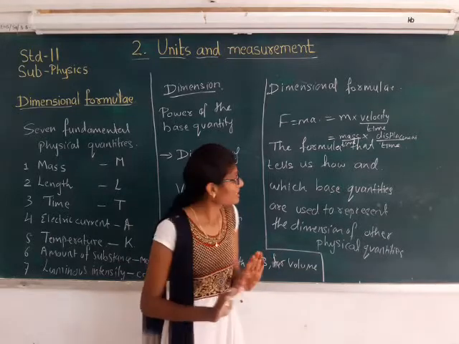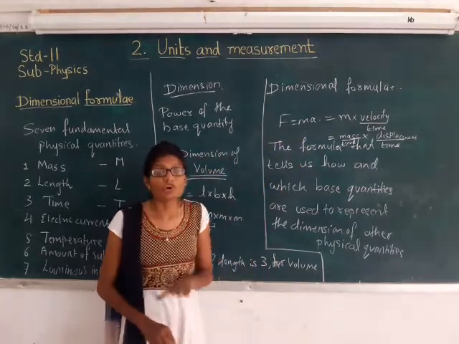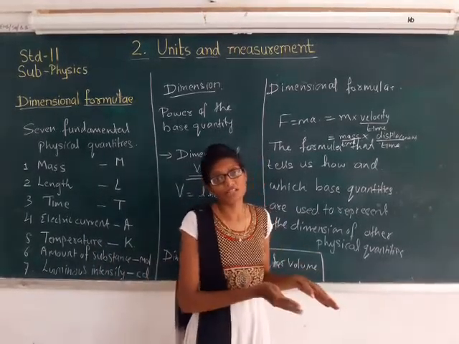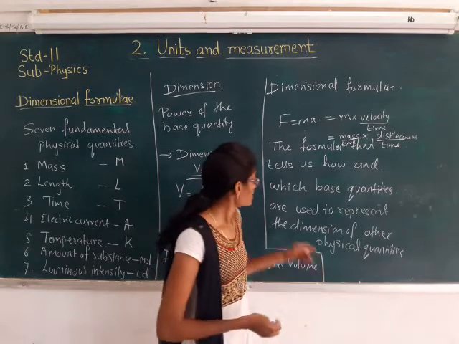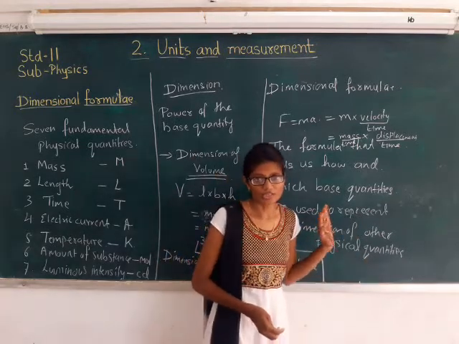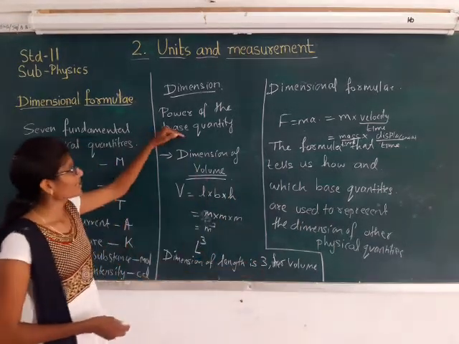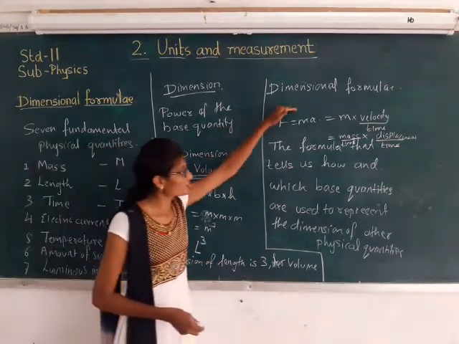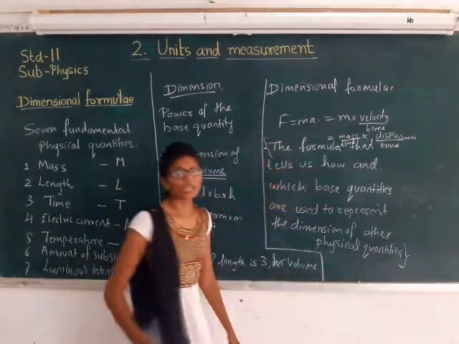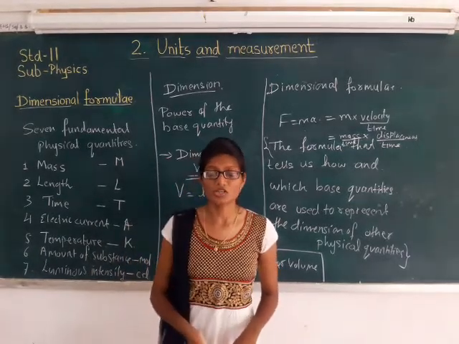So I hope it is clear now what the dimensional formula is. It is the formula that tells us how and which fundamental physical quantities are used to represent the dimension of other physical quantities. So students, first of all note this down. You should write down the dimensional formula definition. It is important. After that we will see how to get the dimensional formula of any other physical quantity.